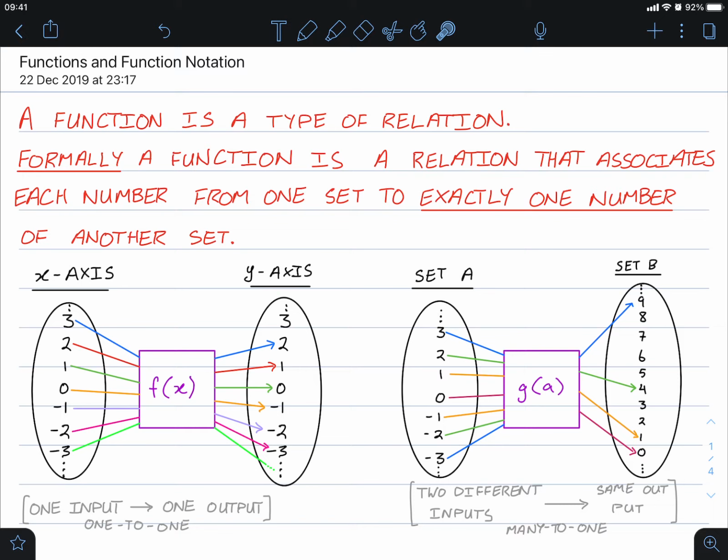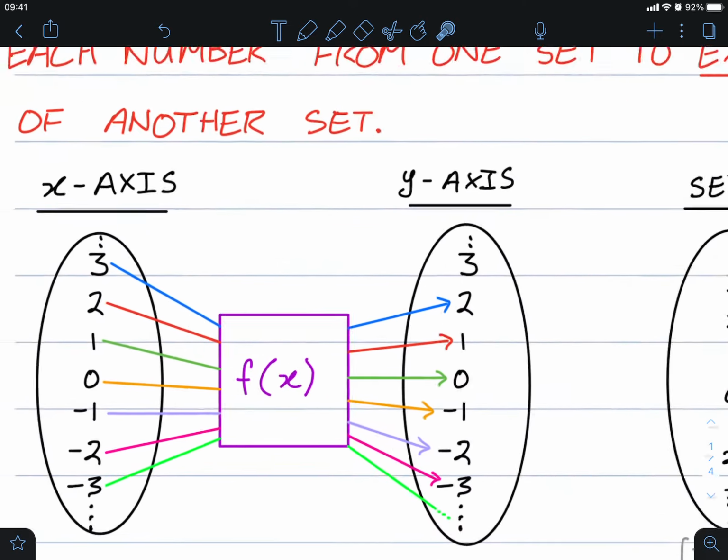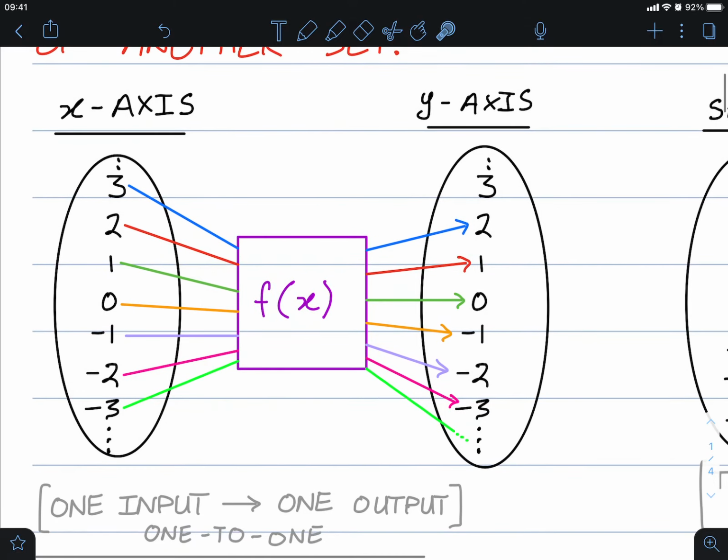Hello class, this is a video tutorial on functions and function notation. A function is a type of relation. Formally, a function is a relation that associates each number from one set to exactly one number of another set. So here's what we mean.